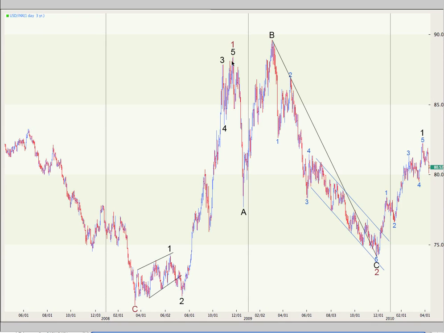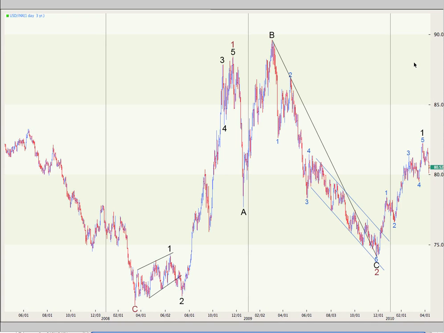Followed by an expanded flat A, B, C correction for a second wave. We've had a pretty good breakout of this trend channel that contained primary wave 2 at the end of 2009, so we can be pretty confident that we're in a primary third wave to the upside.